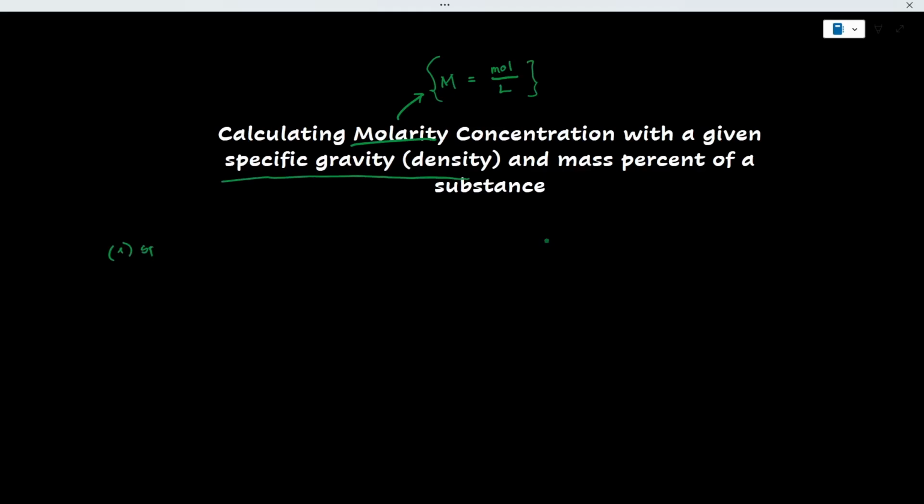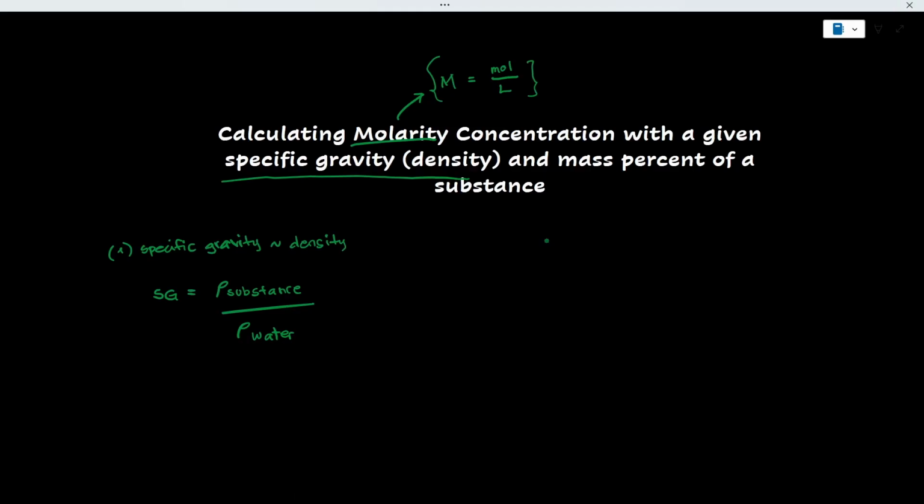Specific gravity is often referred to as the density, but these two are different. Particularly, specific gravity or SG is equal to the density of a specific substance over the density of water. So why do we usually make density equal to specific gravity? This is the case.